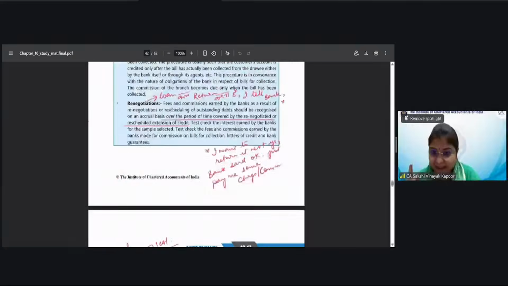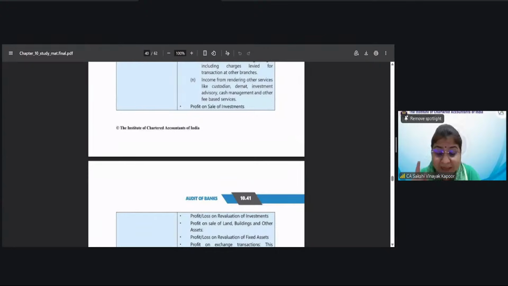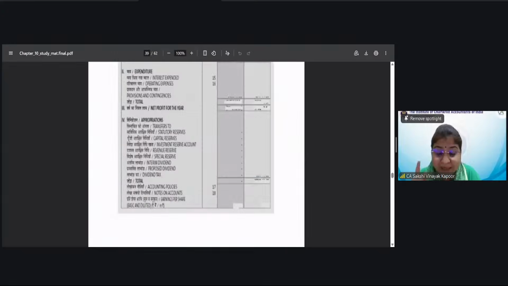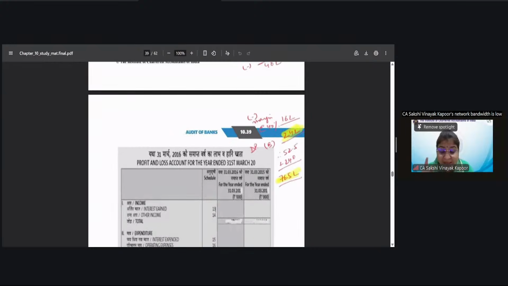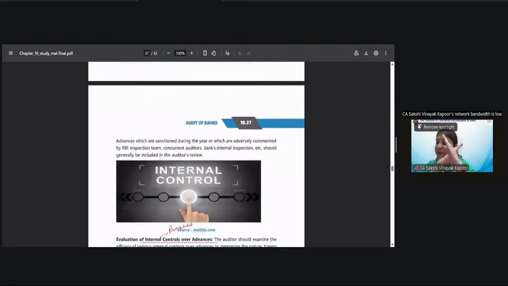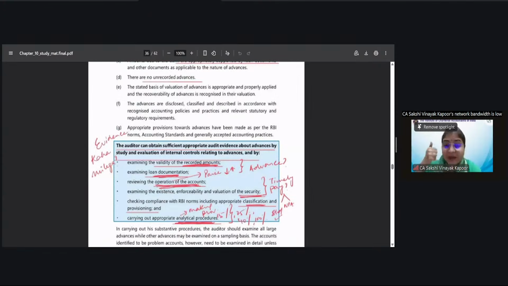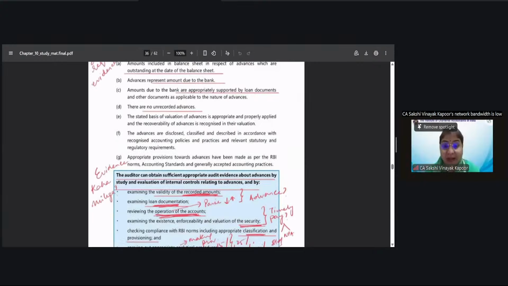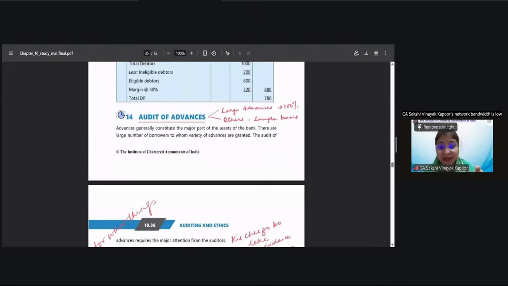Is my screen visible? Government guaranteed advances where the guarantee is neither invoked nor repudiated, but regarding income recognition purpose. See, you have taken a loan from a bank worth rupees 1000 crore and it is backed by central government guarantee. They say for more than 90 days, it will still not be a non-performing asset. Why? Because it is guaranteed by the central government, provided two conditions are fulfilled: neither invoked nor repudiated. But for income recognition, it will be regarded as NPA.